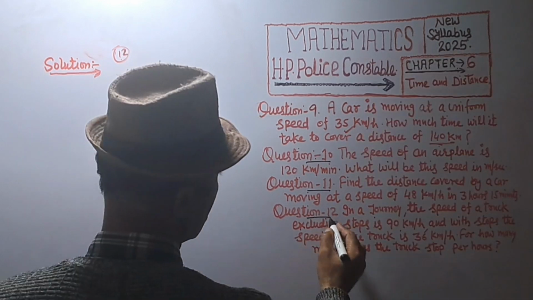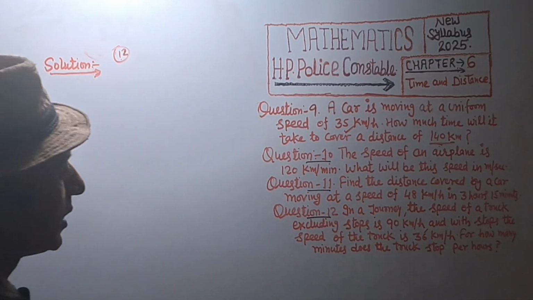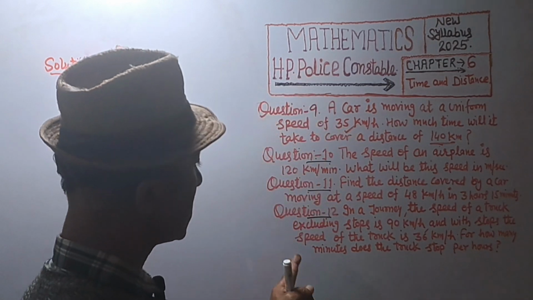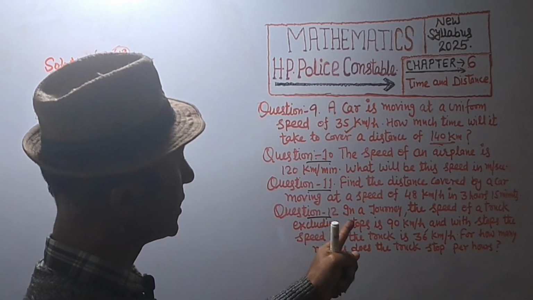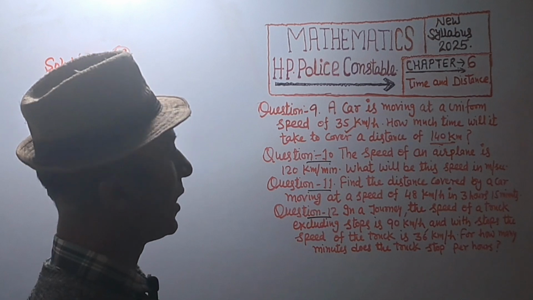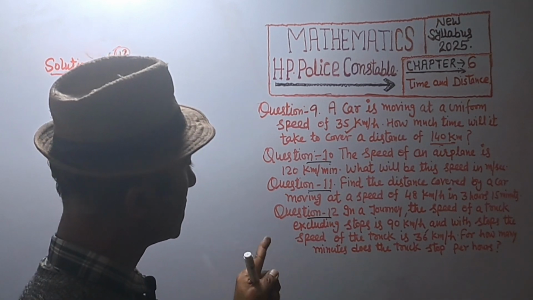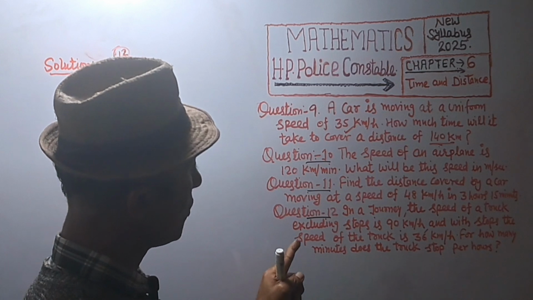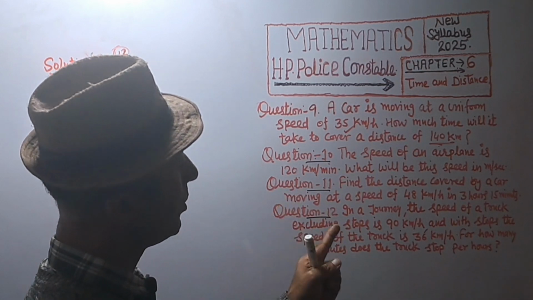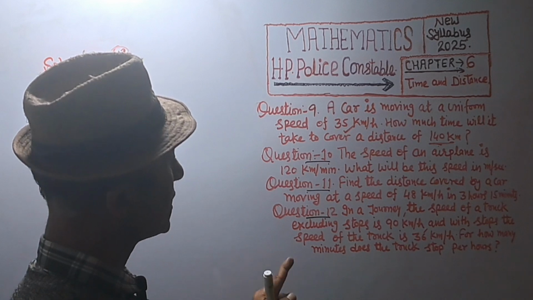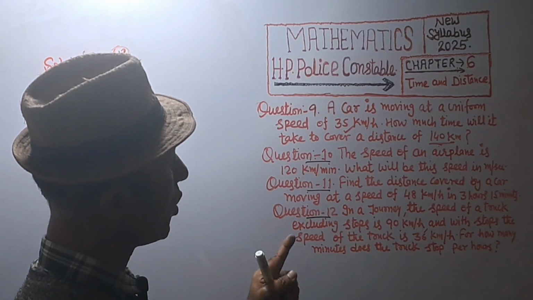Answer. Question number 12. In a journey, the speed of a truck excluding stops is 90 km per hour and with stops the speed of the truck is 36 km per hour. For how many minutes does the truck stop per hour?